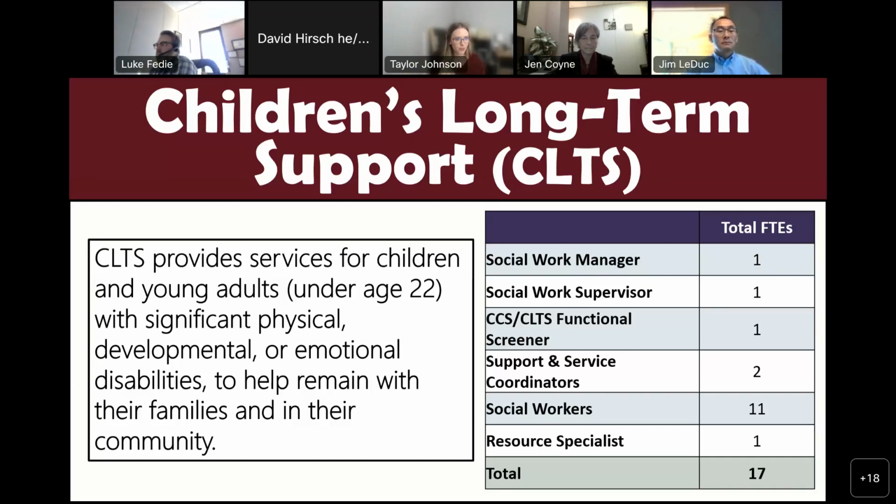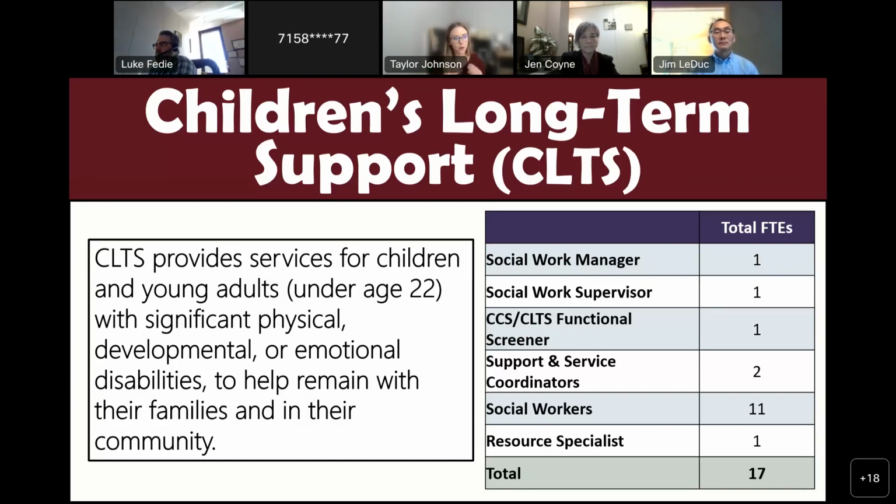So I think that is a brief overview. Jim, do you want to? Is this based on parental income at all? That's a great question. CLTS is not income based. To enroll in CLTS, you just have to qualify via the functional screen. So that was another great point that I missed going over.